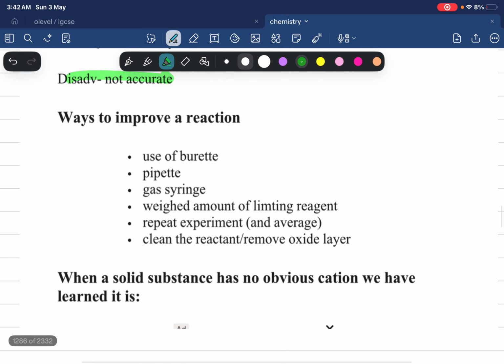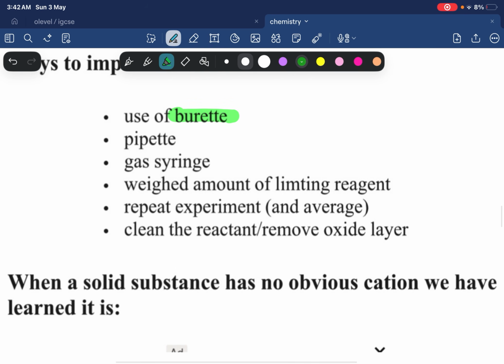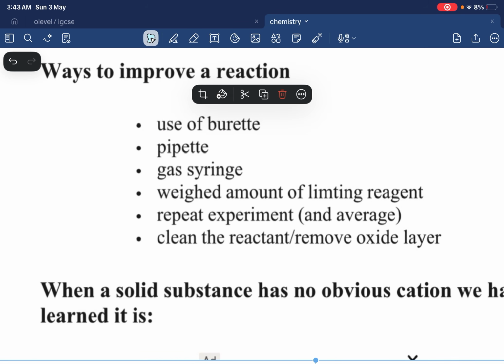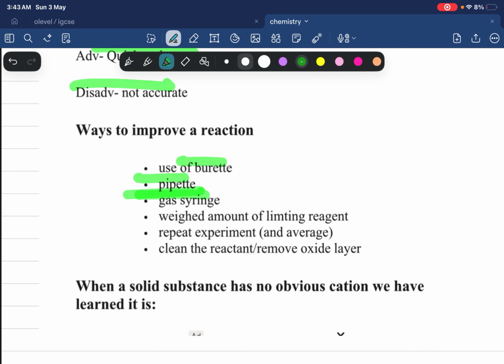Ways to improve an experiment. Firstly, we're going to use a burette or pipette because they're more accurate. Then a gas syringe to collect gas. We are not going to use displacement by water, a method in which you displace water. Why won't we use it? Because in that method some of the gas might dissolve in the water, but in a gas syringe it's accurate. Weigh the amount of limiting reactant, that's good. Repeat the experiment and average, clean the reactant, remove the oxide layer. Okay, these methods might be helpful.